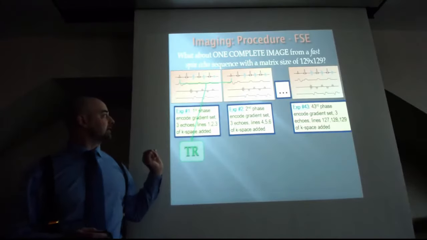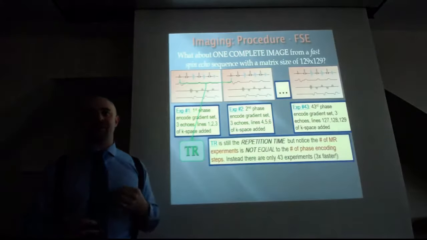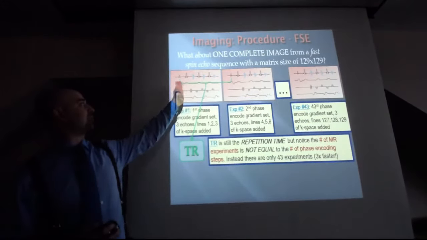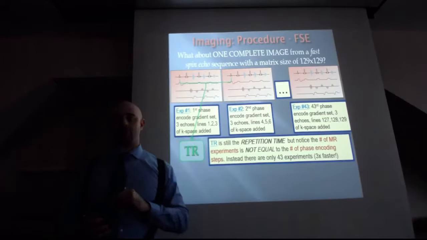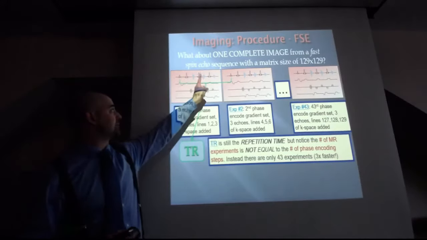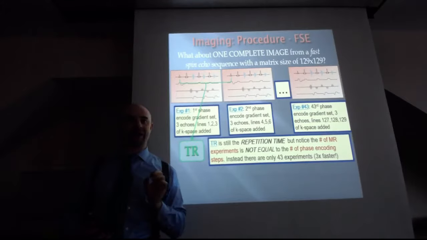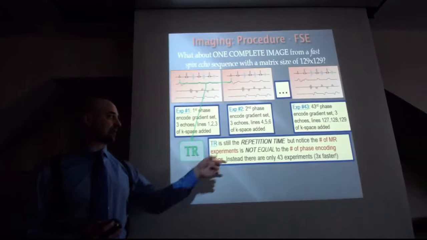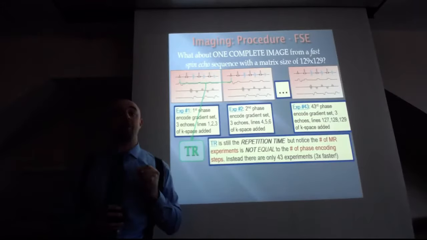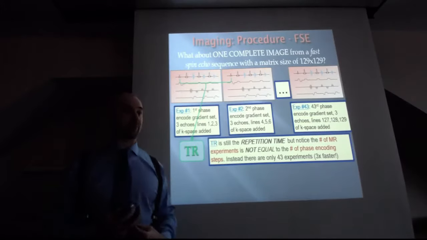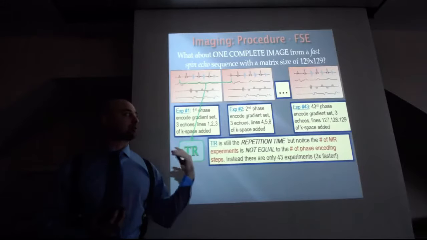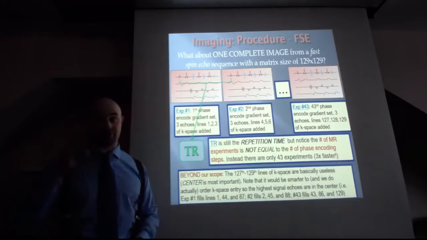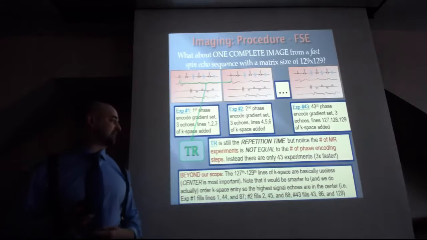Now, notice we got the TR. It's defined the same way as in a spin echo, except before in a spin echo, you only got 1 echo per TR. Here, look, you get 1, 2, 3 echoes per TR. So you get an echo train length number of echoes per TR. So that's still the repetition time, but notice now that the number of MR experiments is not equal to the number of phase encoding steps. There's 129 phase encoding steps, but only 43 experiments. That's where your time savings come from, because it's going to be 3 times faster.